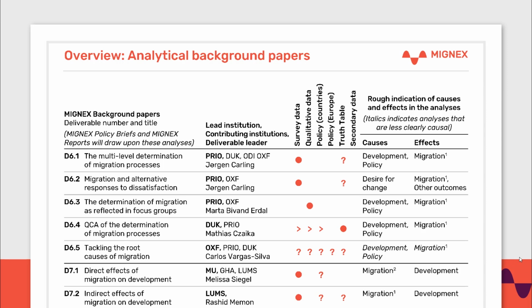So for the first one, for instance, the multi-level determination of migration processes, we know that we're interested in causes that have to do with development or specific developments and policy in different ways. And we know that the effects that we're interested in have to do with migration. But would that be the prevalence of migration aspirations, or would it be actual migration? And then if it is actual migration, how do we measure that with the data that we have? Would it be migration of household members?